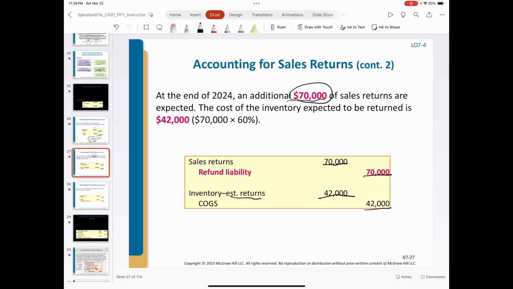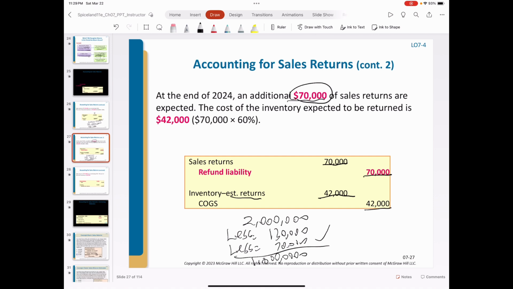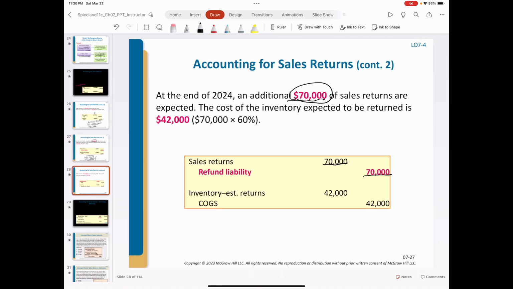Thus, the net sales will be reduced by both the actual return and the expected return. So the net sales will be $1,800,000. This actually reduces the net sales, so as to avoid overstating sales revenue.